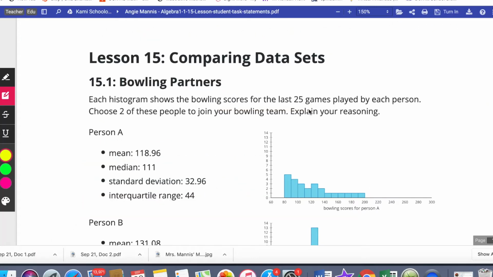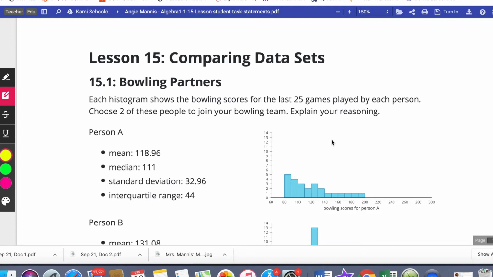Unit 1, Lesson 15, Comparing Data Sets. And 15.1 is talking about bowling partners. It says each histogram shows the bowling scores for the last 25 games played by each person. Choose 2 of these people to join your bowling team.